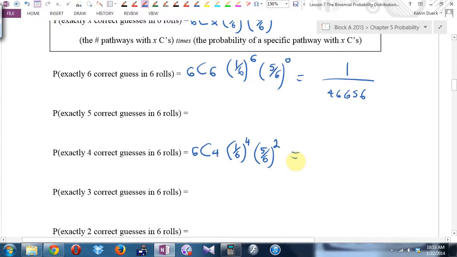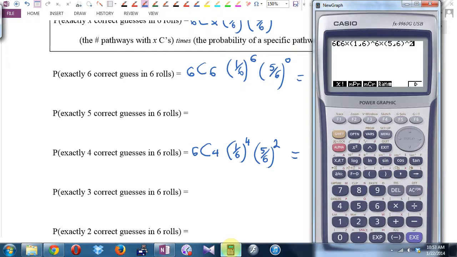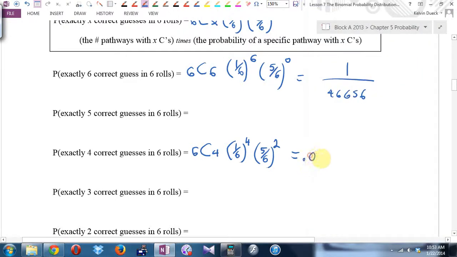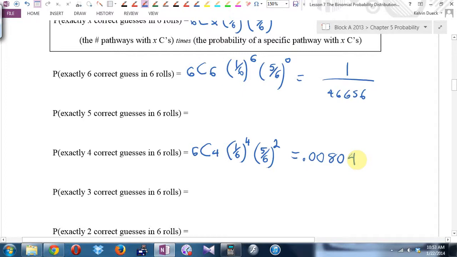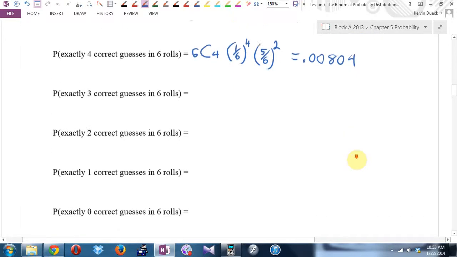Which is what? Give it to me as a decimal. I get in scientific notation 8.04 times 10 to negative 3. I get 0.00804. Not very likely of guessing correct. But you have the setup? Okay. I'm not going to do every one of these. We're going to skip a little bit and see if we can generalize.